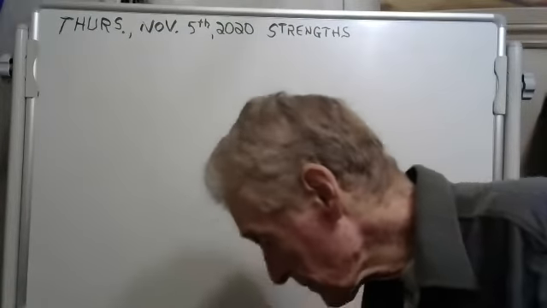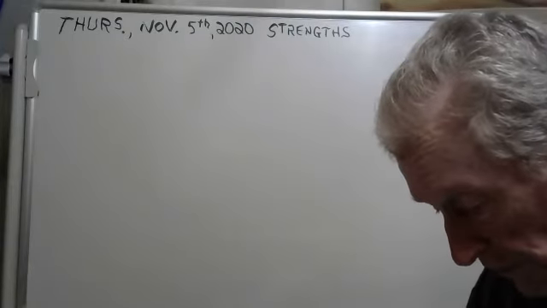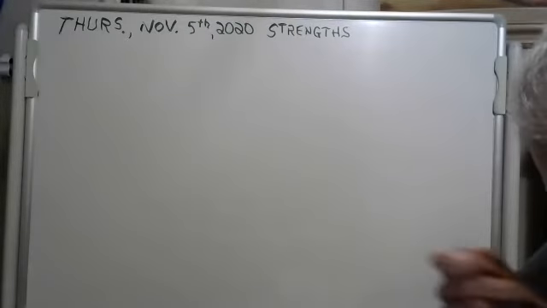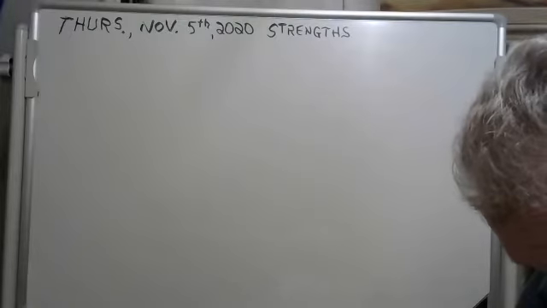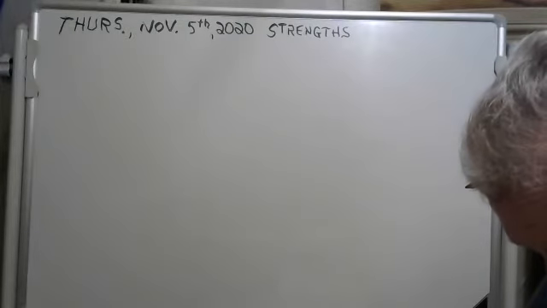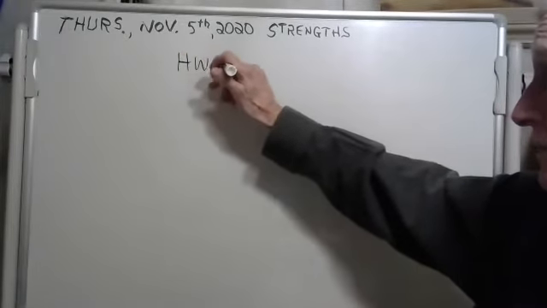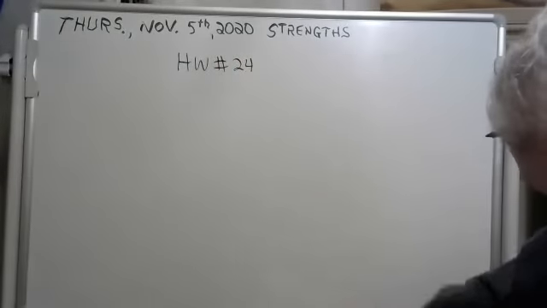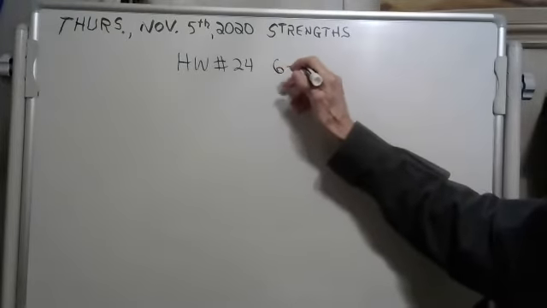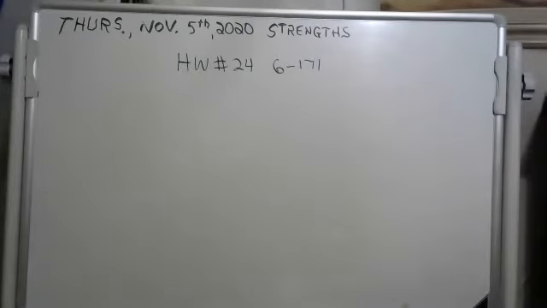Let's see where we are in our course here. This is the 5th of November. And homework number 24 is due, I guess, Sunday night. Yeah. Homework number 24 is due Sunday night. It's chapter 6, problem 171. Due Sunday.